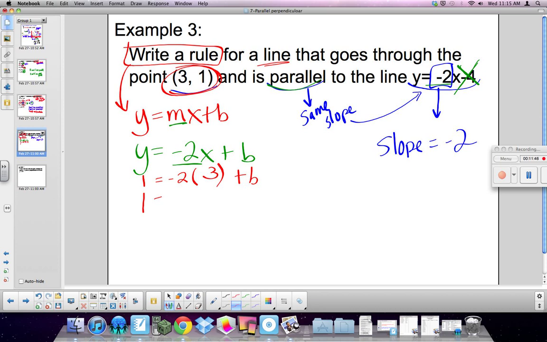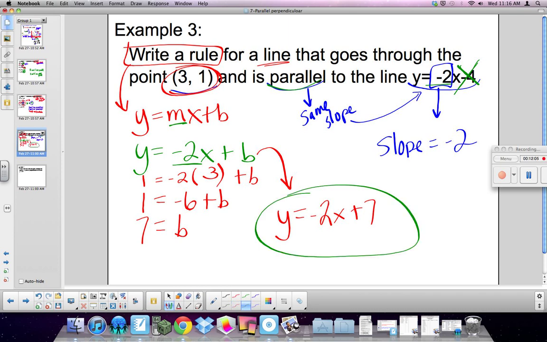So my rule is y equals, I use what I started here, negative 2x plus 7. This is my rule for this question because of two things. It is parallel to this rule because it has the same slope, and it goes through the point 3, 1, and I could check that, but I just found b using that. If I plug in 3, I should get 1. So this is a rule that meets these requirements.